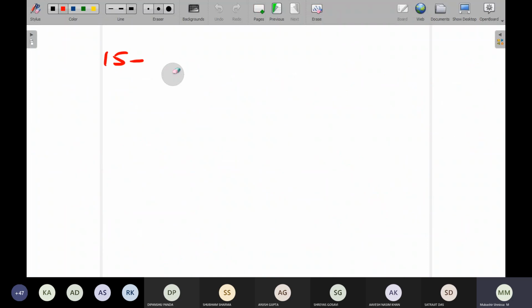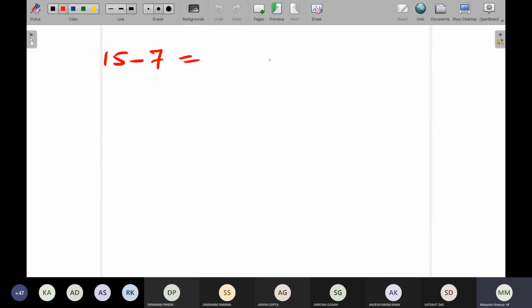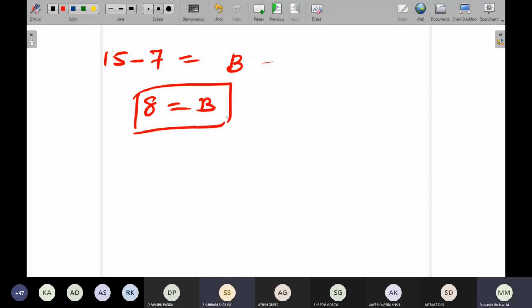Plus 15 minus 7. On the right hand side, you have minus 3. So a will become 0, so b will become 1. What's the value of b? What is 15 minus 7? You're getting b equal to 8.